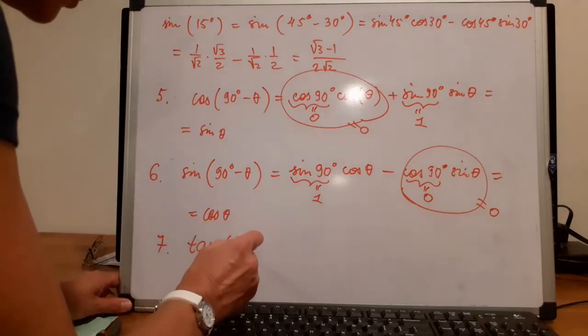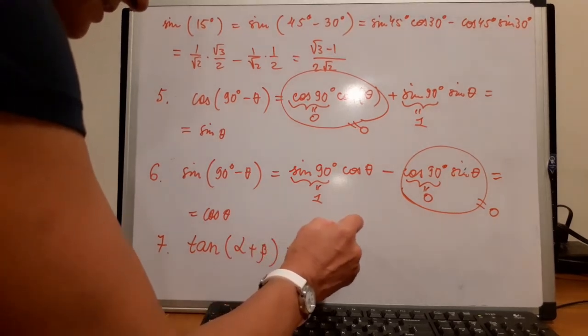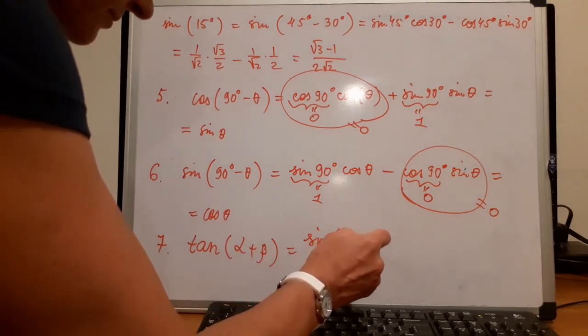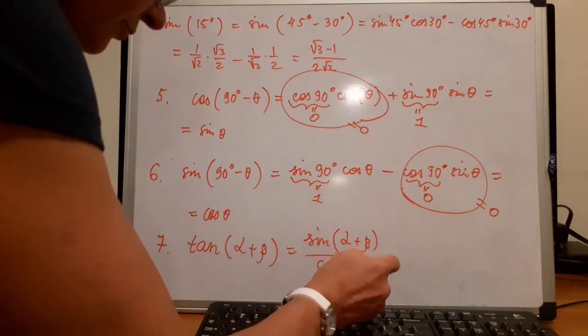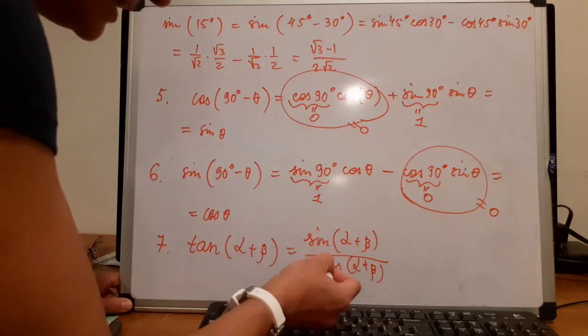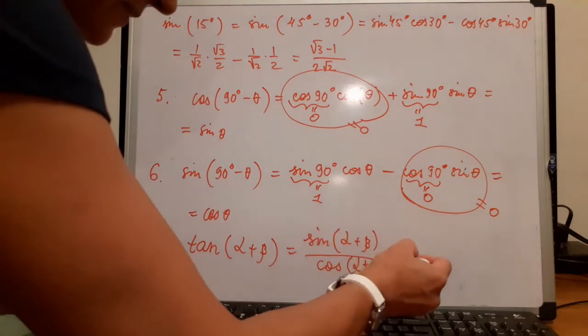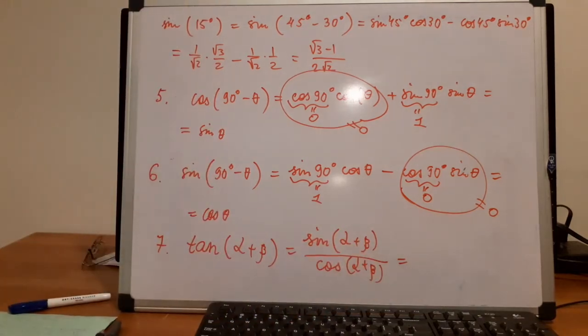Tangent of alpha plus beta. A little clue I'm going to give you: tangent is sine over cosine. And here you can use formulas for sine and for cosine, formula number 1 and number 3. And then simplify the expression. I'm going to pause my video and give you 10 minutes to do it, and then you turn it on again.